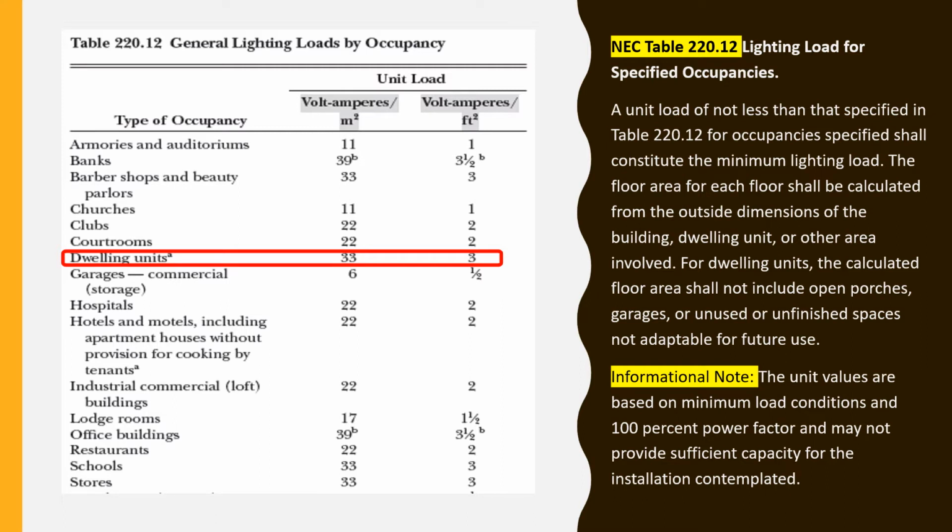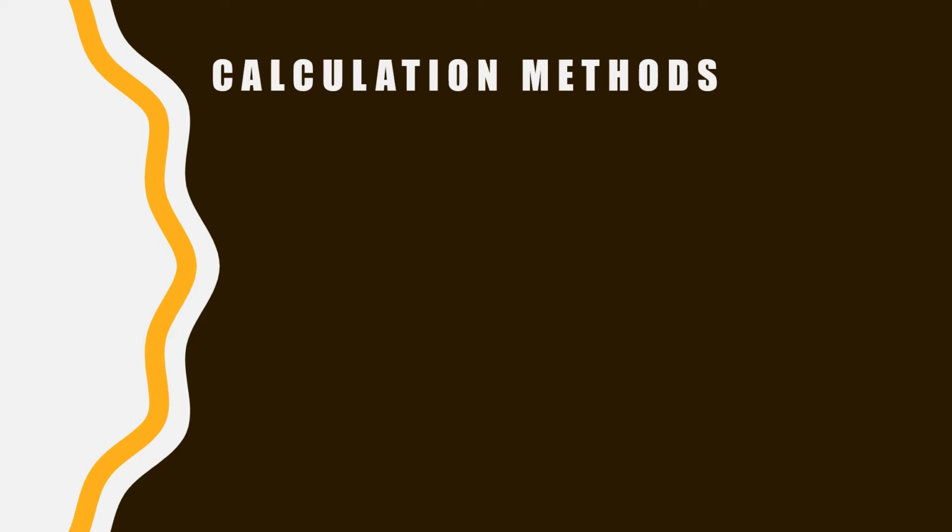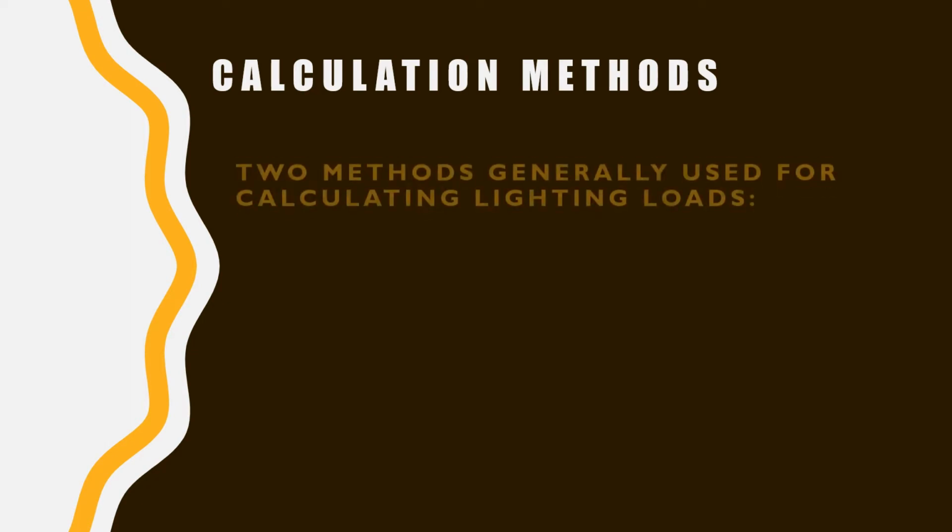So it is mentioned here, it may not provide sufficient capacity for the installation contemplated. So here the NEC already recognizes that this table may not be sufficient. Okay, so moving on. So now I will present to you the calculation methods.